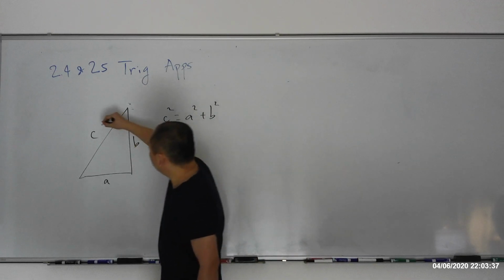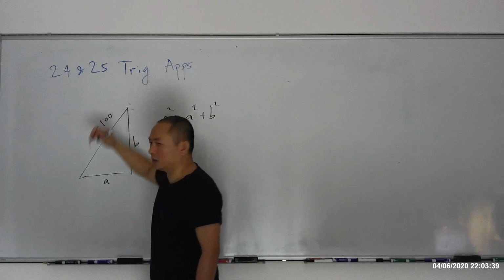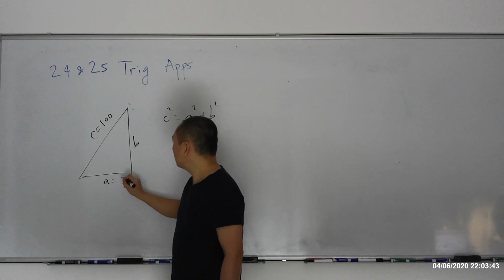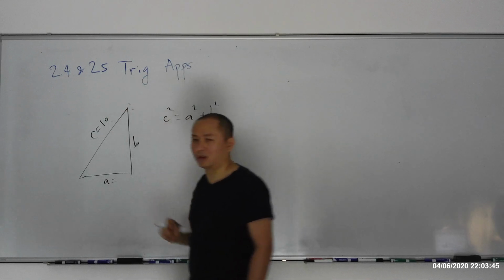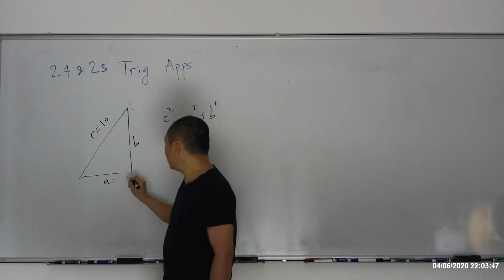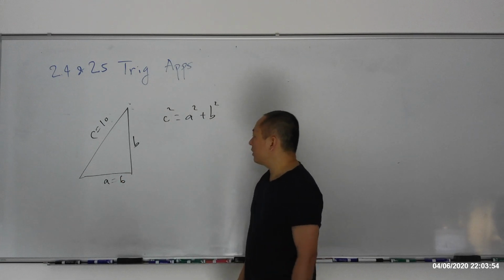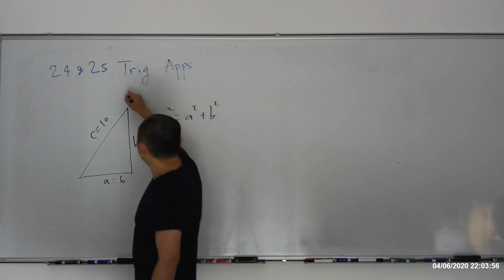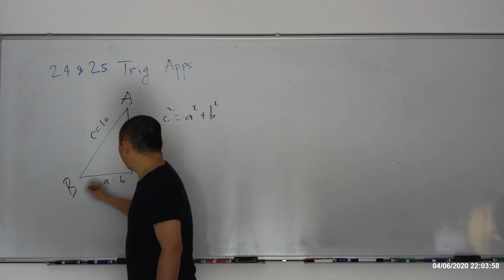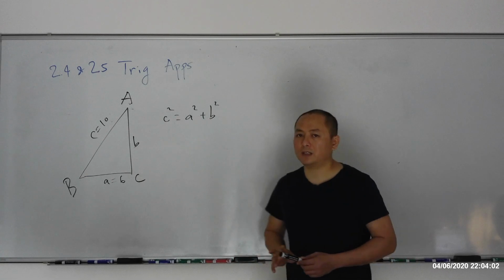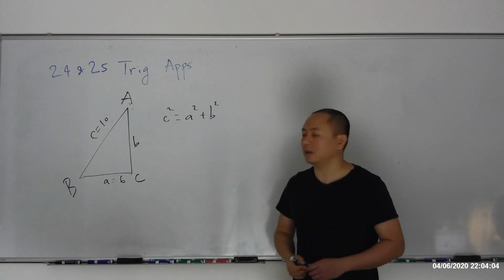If I give you C equal to 10 meters, I'll make it easy, and A is 6 meters. The question is, solve for the triangle ABC. And whenever you hear the words solve for a triangle, it means they ask you to find all the side measurements and find all the angles.